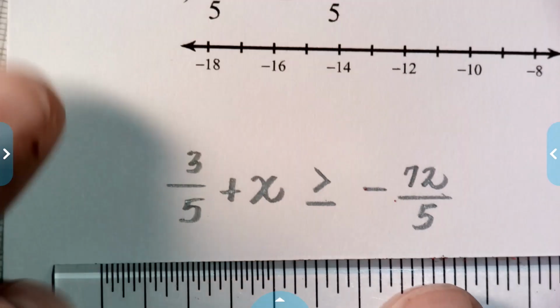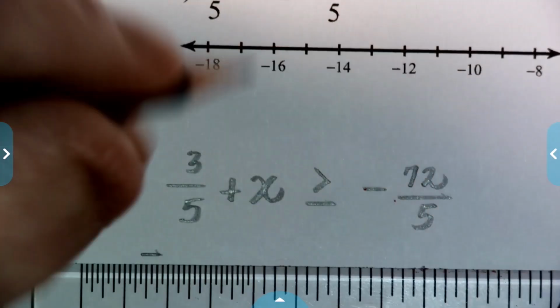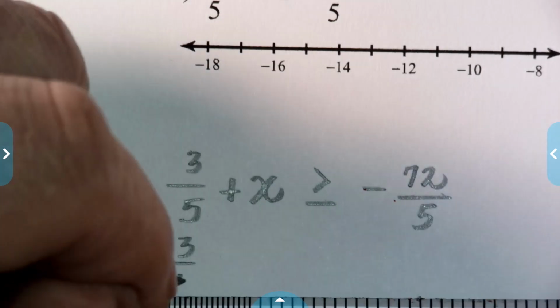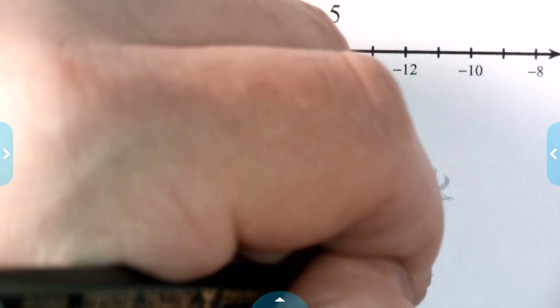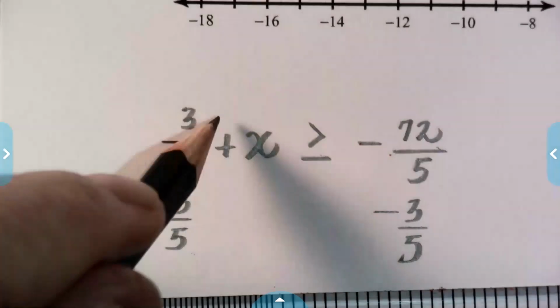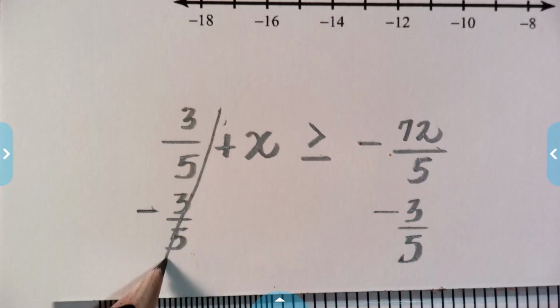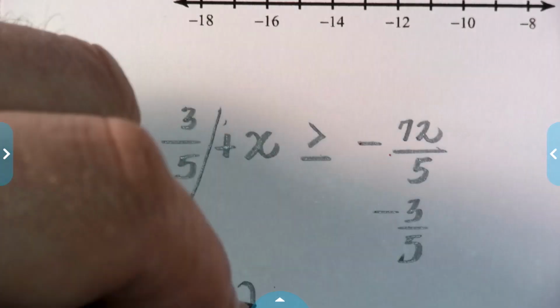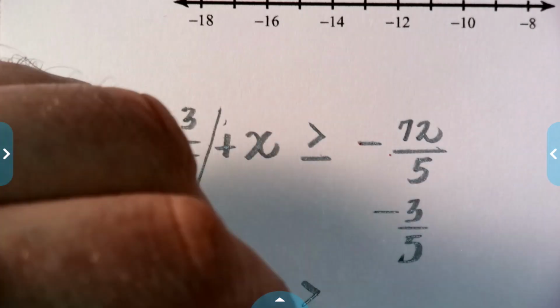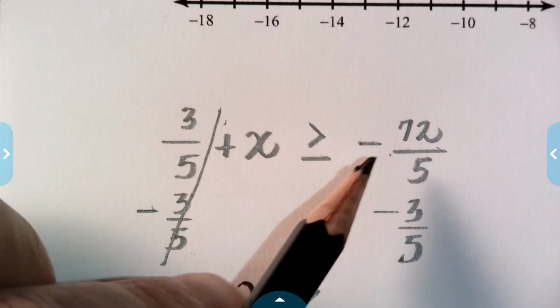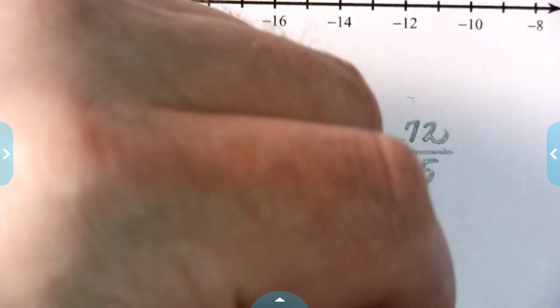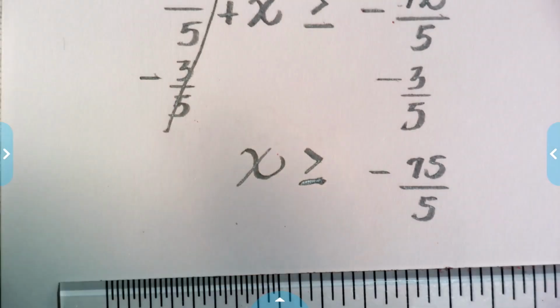Okay, so the first thing to do is to subtract 3/5 from both sides. And we'll do that over here as well. On the left, that cancels out the 3/5, and we just have x is greater than or equal to, and we're adding 2 negative numbers here, so 72 plus 3 is 75. I got negative 75 fifths. Okay, well, we know that 75 divided by 5 is going to be a whole number. So let's see what that whole number is.